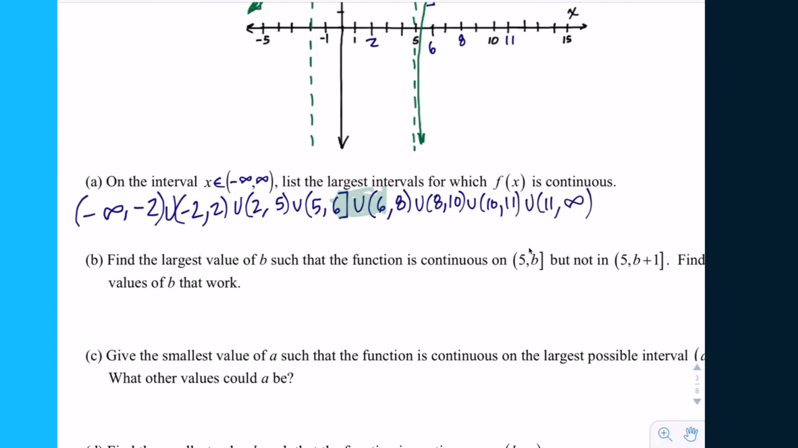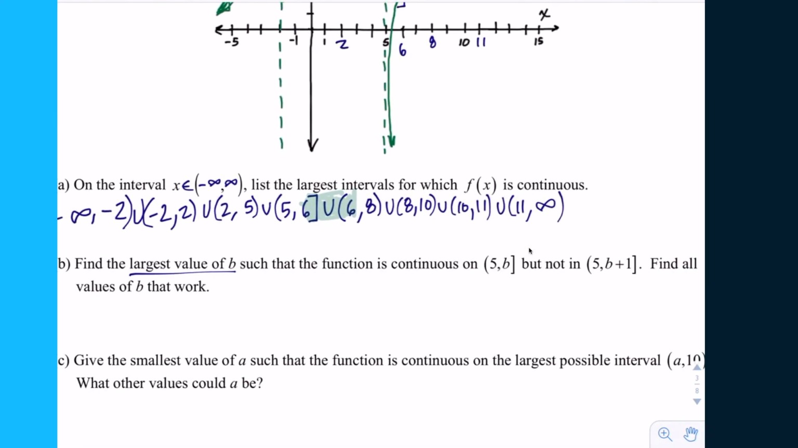Okay, so part B. These now work their way nicely into what would be like a multiple choice question. On the same graph, find the largest value of B such that the function is continuous from 5 non-inclusive up to B inclusive, but not continuous from 5 to B plus 1.